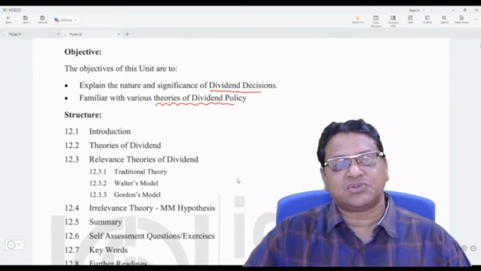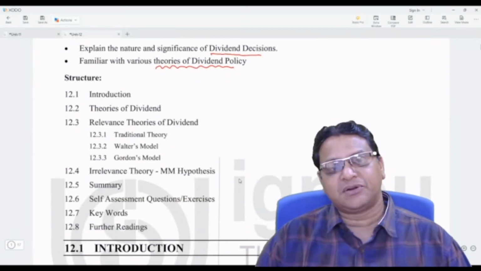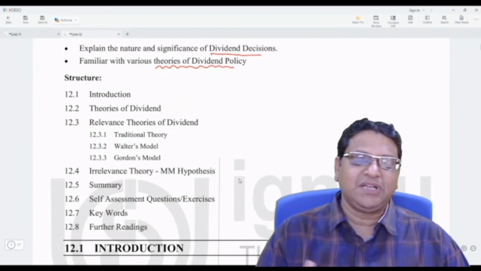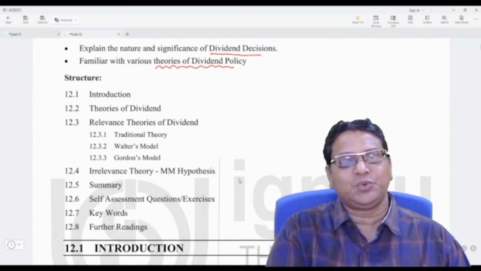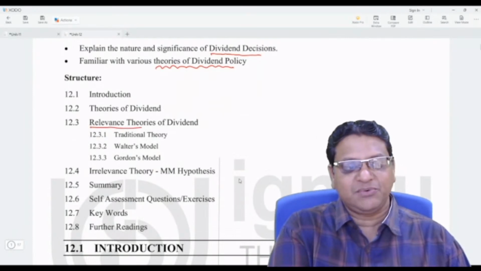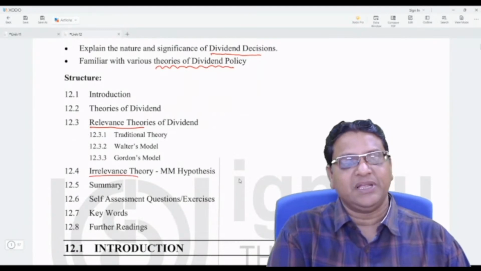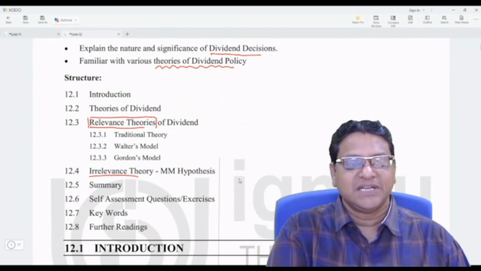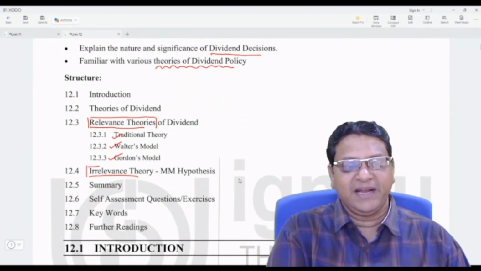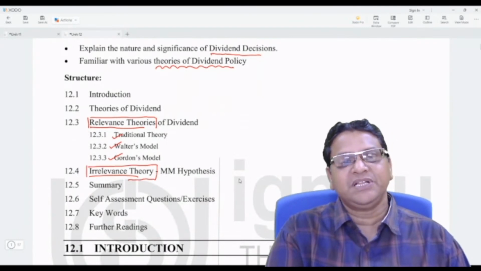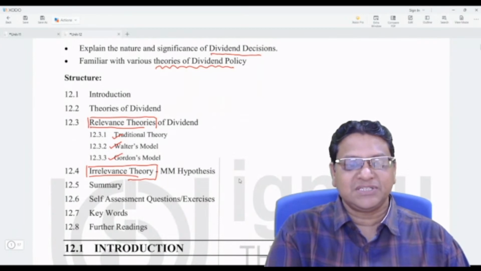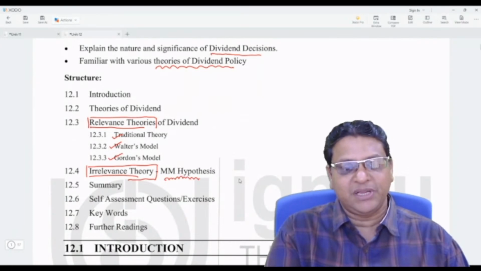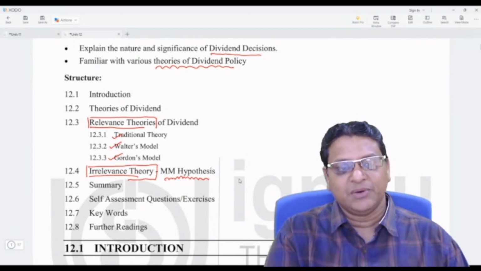So what will be our structure of discussion? First, we will give an introduction of the subject. Then we will discuss different theories of dividend. The theories of dividend can be classified into two parts: relevance theories and irrelevance theory. In relevance theory, we will discuss three important theories: traditional theory, Walter's model, and Gordon's model. And in irrelevance theory, we will discuss one important theory known as Modigliani and Miller's theory or hypothesis.